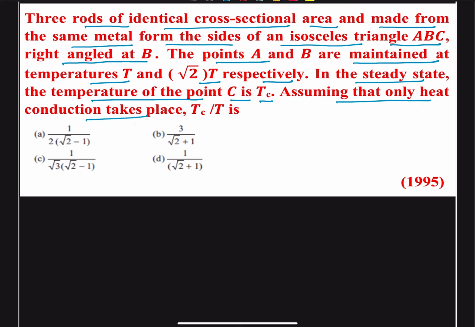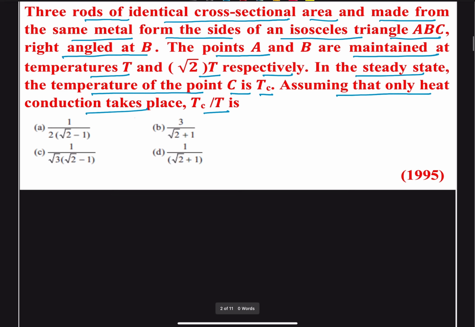So this question is also based on the simple concept that heat flow is going to take place, and it is based on conduction itself. Let us first draw the rods which are arranged in an isosceles triangle, right angle at B. So this is our isosceles triangle, right angle at B. Let us suppose this is our A and this is our C, and this is connected like this.